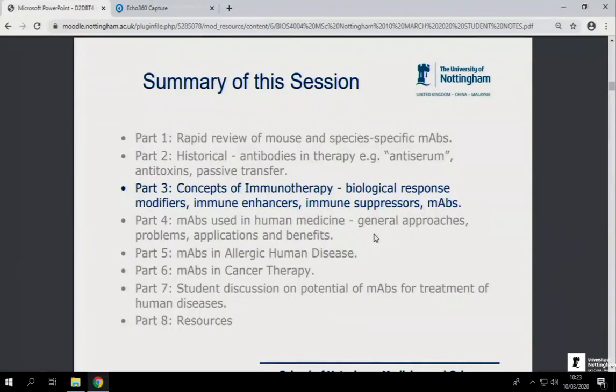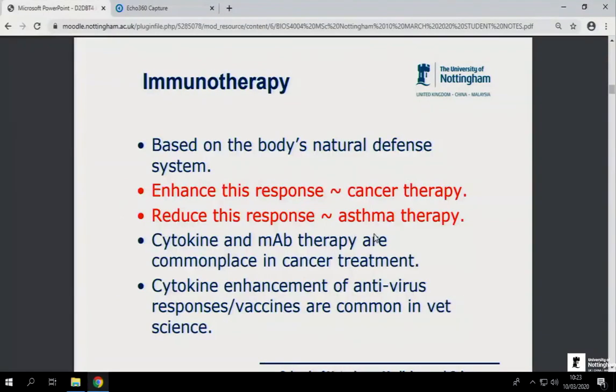So the concepts of immunotherapy, what are they about? Well, based on the body's natural defense system, which is immunity, immunotherapy can go in one or the other direction. You can either increase this immune response in the patient, and that's what you want to get rid of cancer, or indeed you can reduce the response, and that's what you want to do in patients who've got asthma. Now, I think you people here have probably done an awful lot with immunoglobulin E, IgE. You're probably sick to death of IgE, and you've done the tertiary structure, and you've done the molecular weight, and you've done ultracentrifuge analysis and all that stuff.